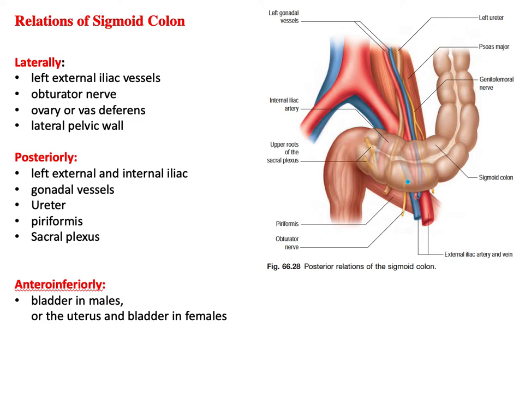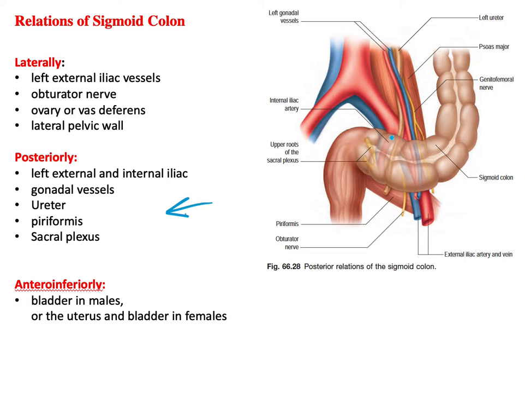Now, if we want to dig deeper and see what's behind and lateral to the sigmoid, most importantly, the posterior relation of the sigmoid, you can see here is the left common iliac artery that divides into the internal iliac and external iliac.